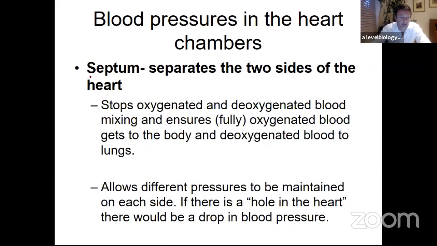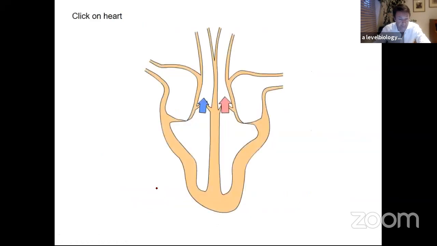Okay, the reason for the septum is it stops the mixing of the deoxygenated and the oxygenated blood, and it allows different pressures to be maintained in each circuit.